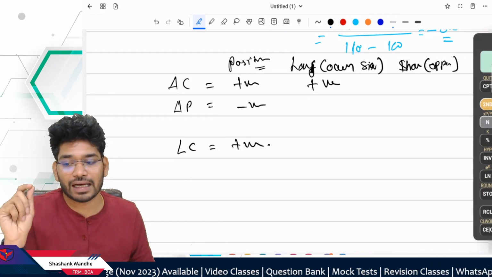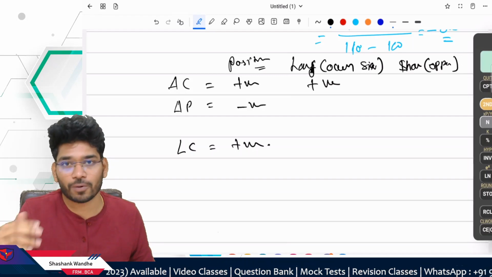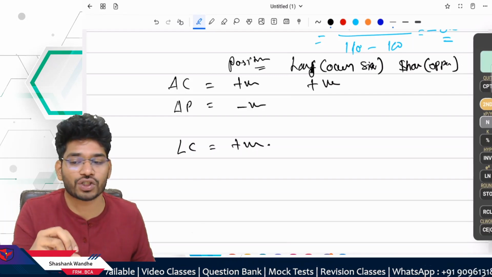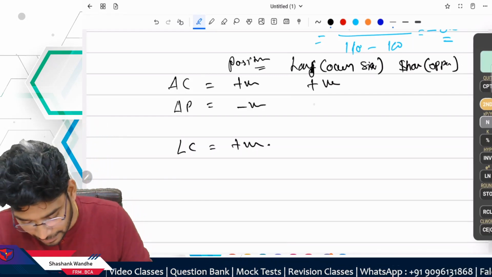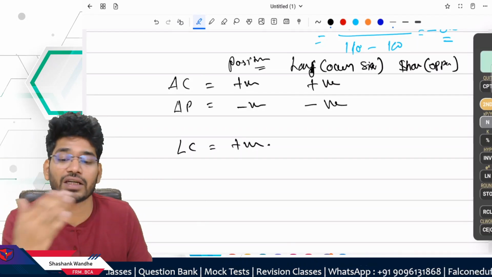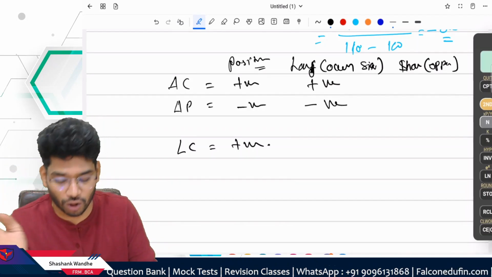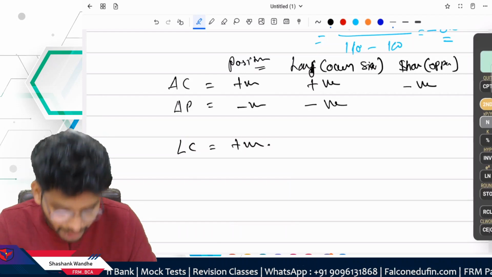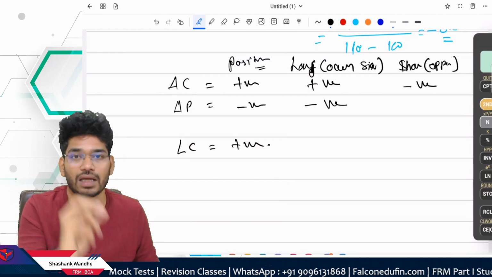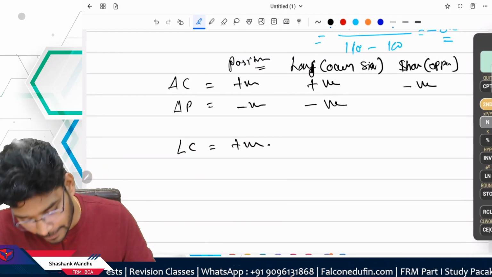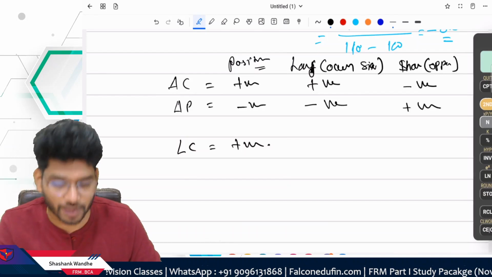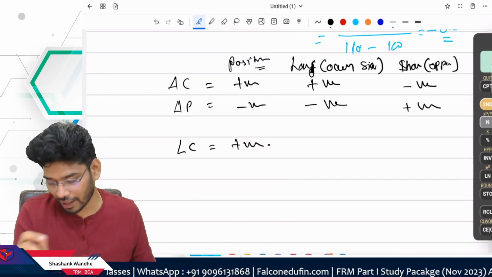So if the delta is always positive and negative for the call and the put option respectively, if you take the long position in call, you will have the positive delta. If you take the long position in put, you will have the negative delta. If you take the short position in call, you will have the opposite sign, so your position delta will be negative. For the short put, you will have the positive delta.